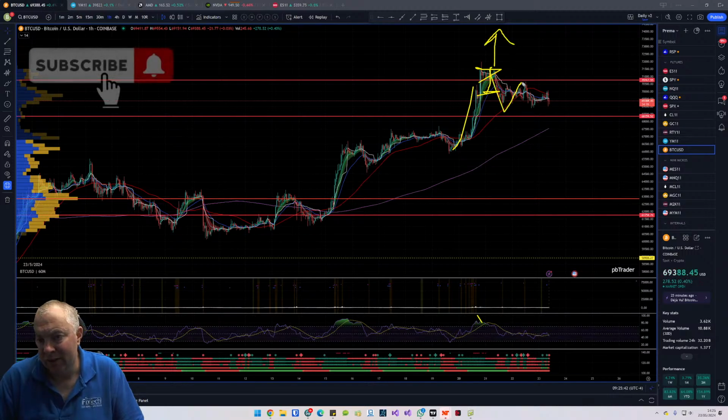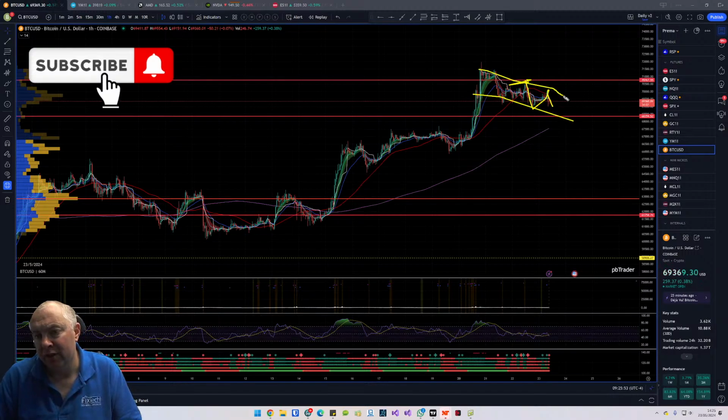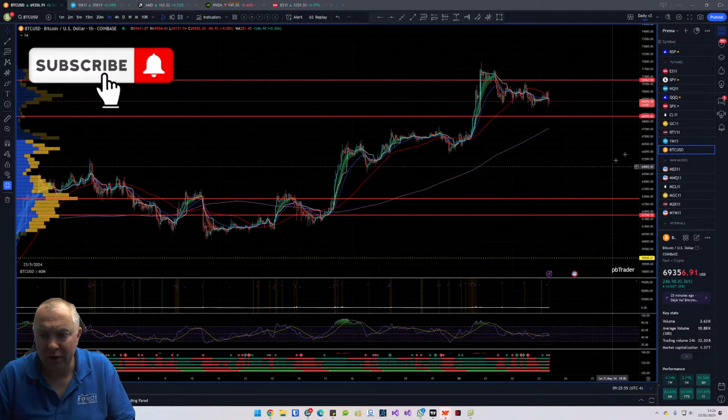It fell down, came back, retested that area. So it retested the area and then rejected. Now it could be just putting in a bit of a longer flag pattern, eating time off the clock, but we'll keep an eye on that.